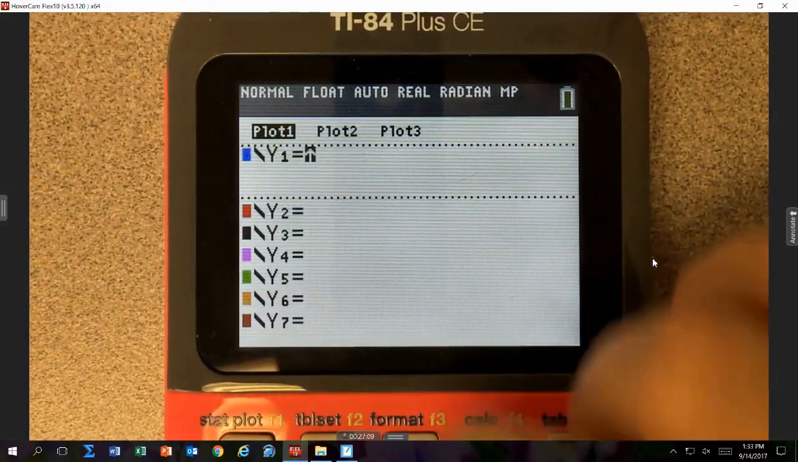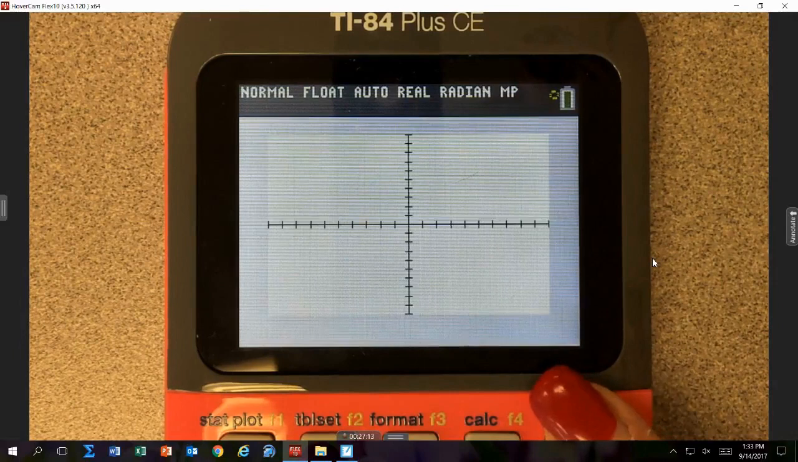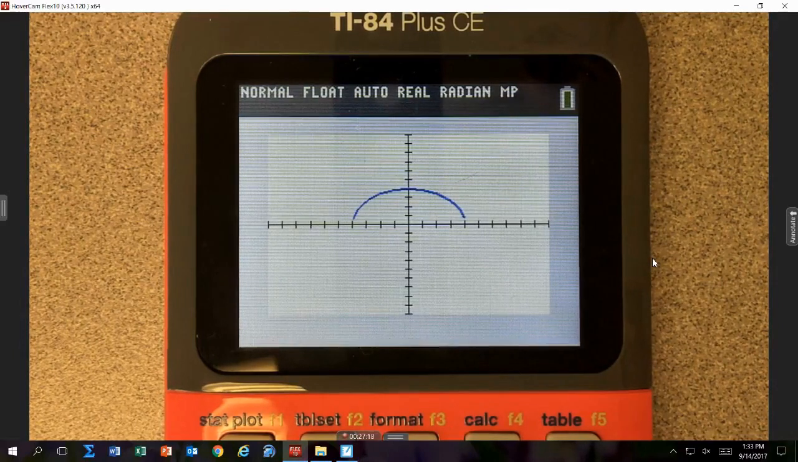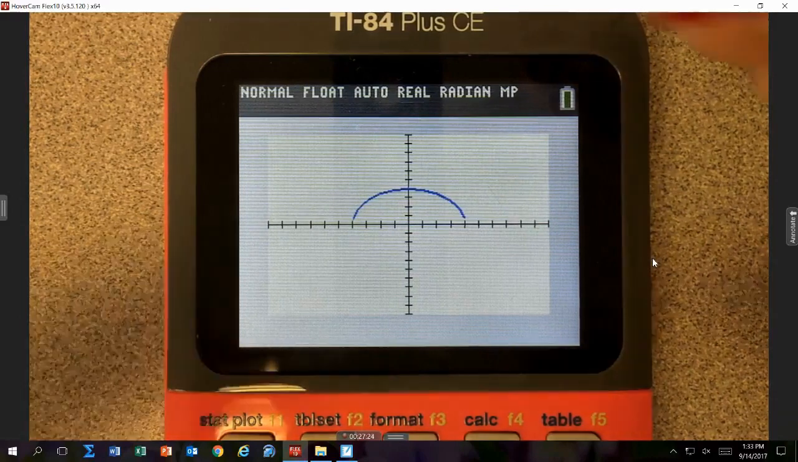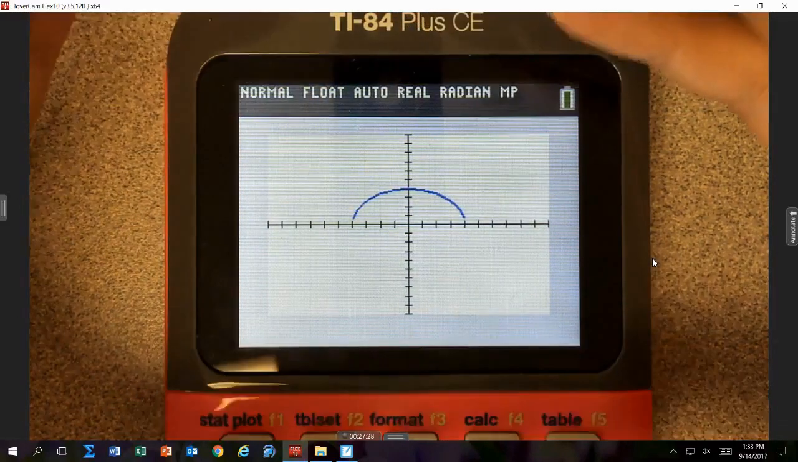Okay. I'm going to put the square root of 16 minus x squared into my calculator. And you can see that I get that top half of the circle. Why would it look more like an ellipse in your calculator, Caleb? The window. Notice how this is a rectangular screen. The screen's not a square, right?